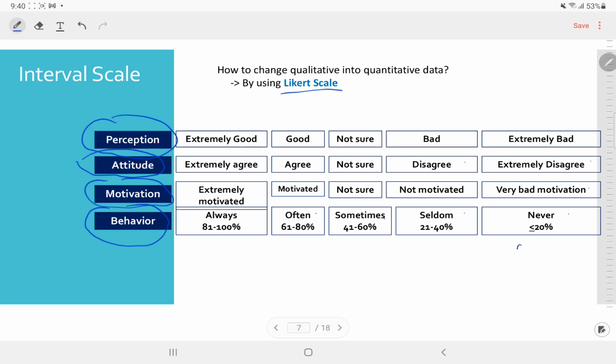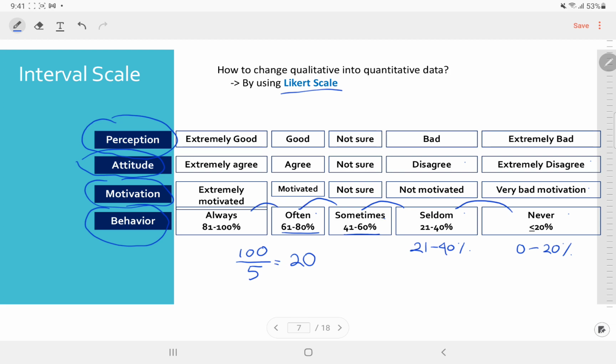Never, we can have the range from 0 to 20%. And seldom is above 20, it means 21 to 40%. And sometimes it's 40 to 60, and often it's 60 to 80, and always it's 81 to 100, the maximum one. Why can we have this range? Because we have 5 options. It means that you need to divide 100 by 5. So the interval will be 20. Here the interval will be 20.